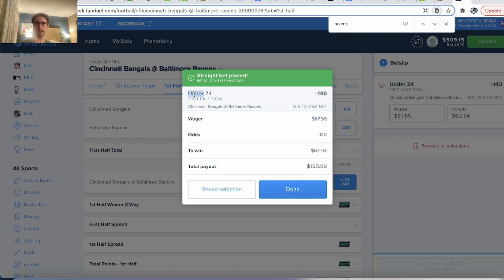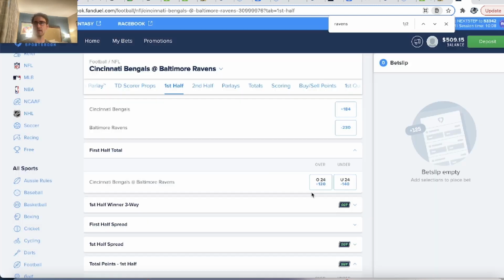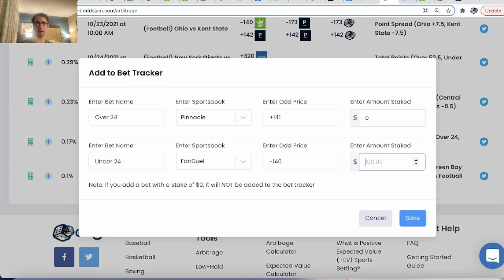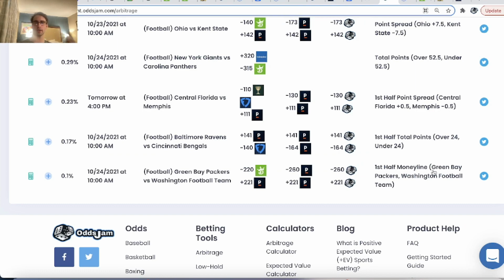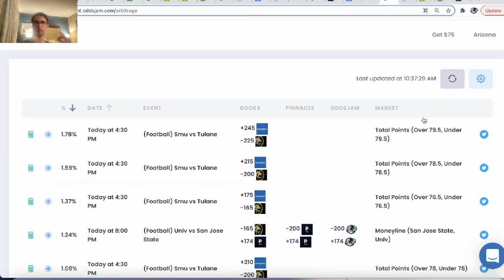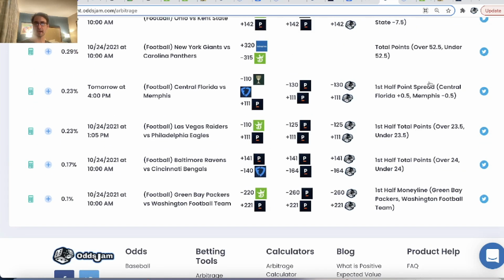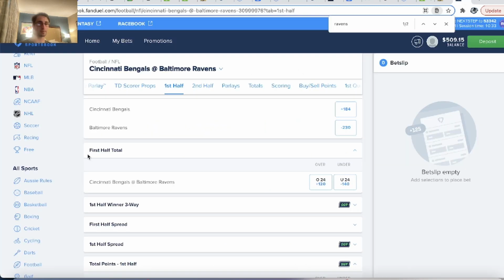Like for some reason, under 24 points, first half total, minus 140, I can only get down 87.55. So what I'll do is I'll add this to my bet tracker now, 87.55 on FanDuel. So now I have two uncorrelated, sharp bets placed, profitable bets. I like them both. And we can see if there's anything else. So another one, first half point spread, UCF, minus 110 on FanDuel. Memphis, it's all the way at minus 130 on Pinnacle, so I'll place this bet as well.